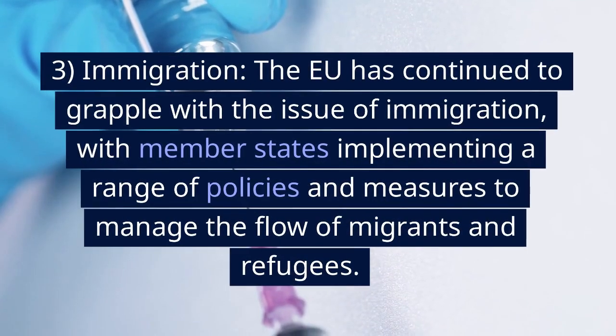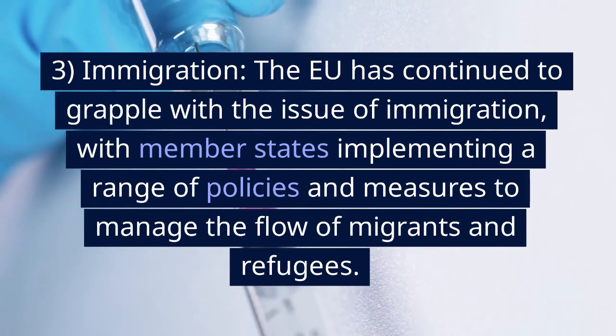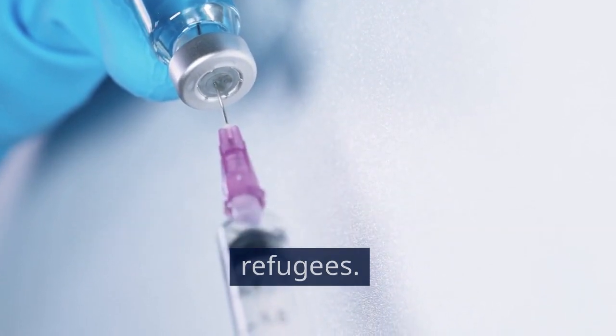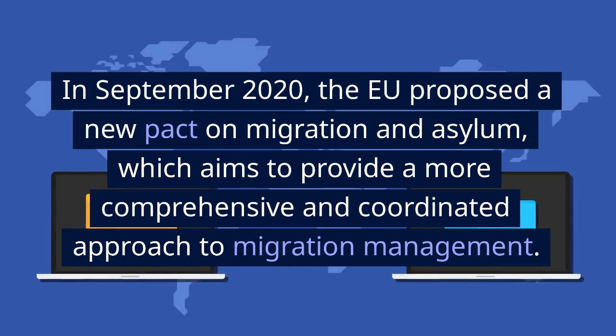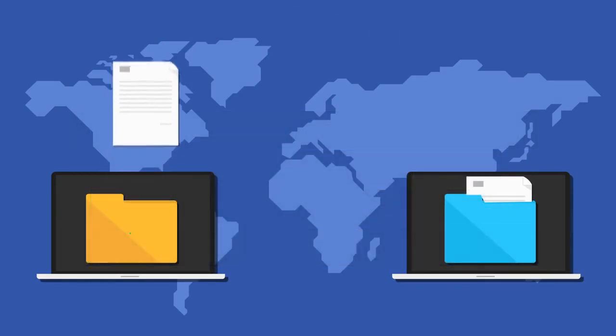3. Immigration. The EU has continued to grapple with the issue of immigration, with member states implementing a range of policies and measures to manage the flow of migrants and refugees. In September 2020, the EU proposed a new pact on migration and asylum, which aims to provide a more comprehensive and coordinated approach to migration management.